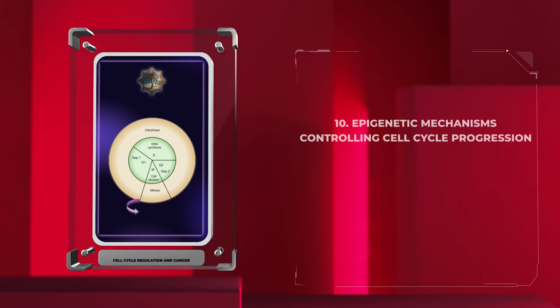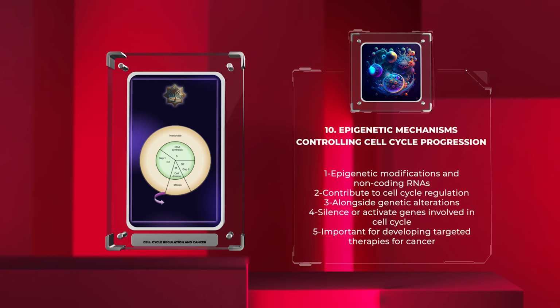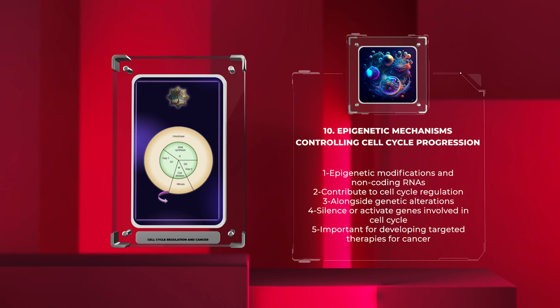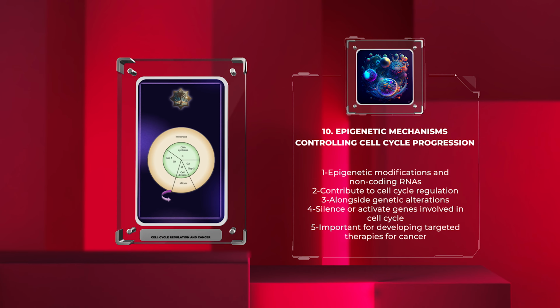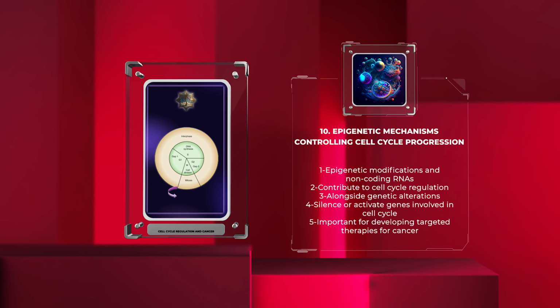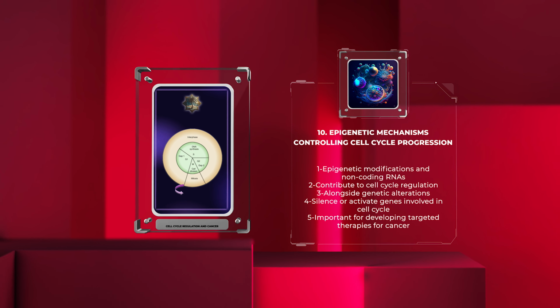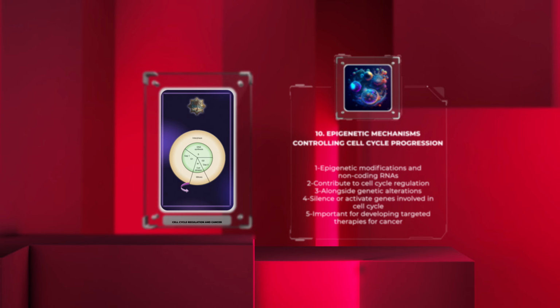Epigenetic modifications, like DNA methylation and histone modifications, and non-coding RNAs contribute to cell cycle regulation alongside genetic alterations. These modifications can affect gene expression without changing the DNA sequence, either by silencing or activating genes involved in the cell cycle. Understanding the interplay between genetics and epigenetics can help develop targeted therapies for cancer.